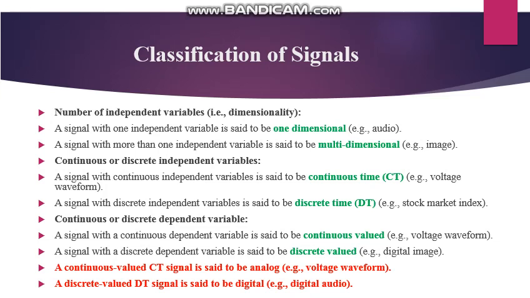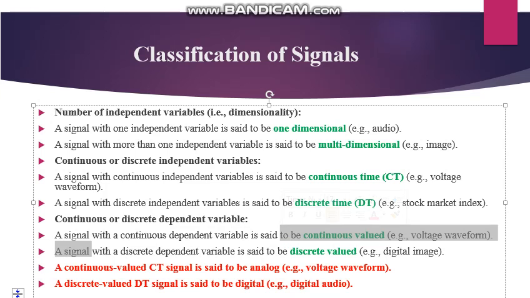Continuous or discrete independent variables: a signal with continuous independent variables is said to be continuous time, CT, that is a voltage waveform. A signal with discrete independent variables is said to be discrete time, that means a stock market index, which has discrete variables. And continuous or discrete dependent variables: a signal with a continuous dependent variable is said to be continuous valued, and if it is discrete dependent, it is discrete valued, known as a digital image.